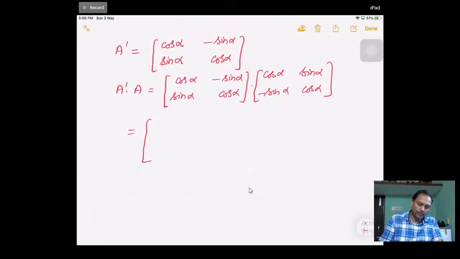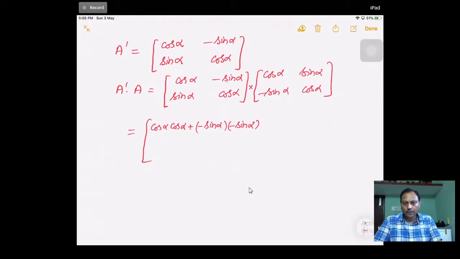Now we have already learned how to multiply two matrices. First row multiplying with first column, that is cos alpha into cos alpha minus sin alpha with minus sin alpha. Now for the second element of first row, we are multiplying first row with second column. So cos alpha into sin alpha plus minus sin alpha into cos alpha.